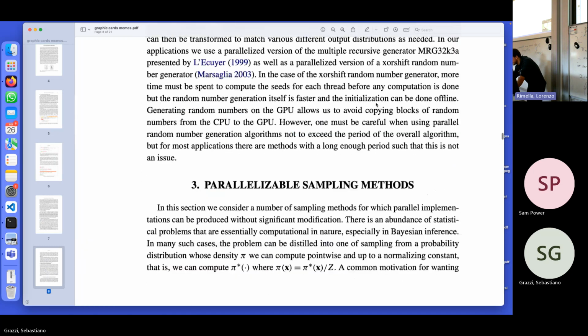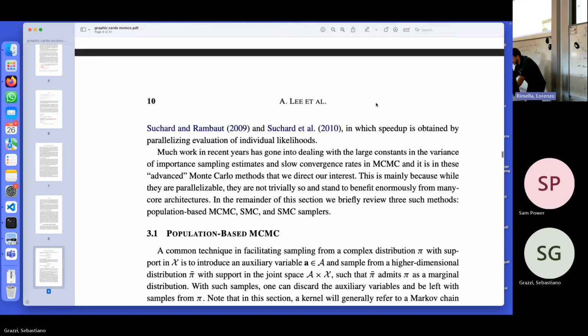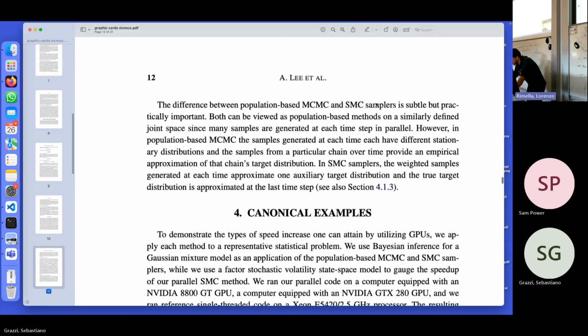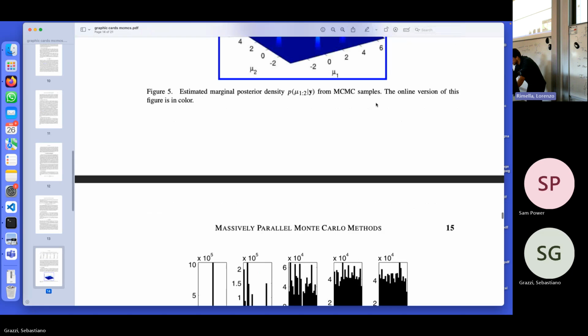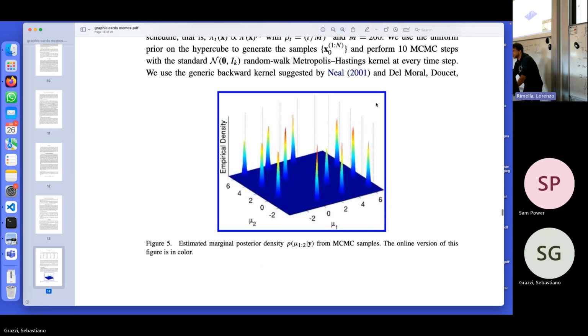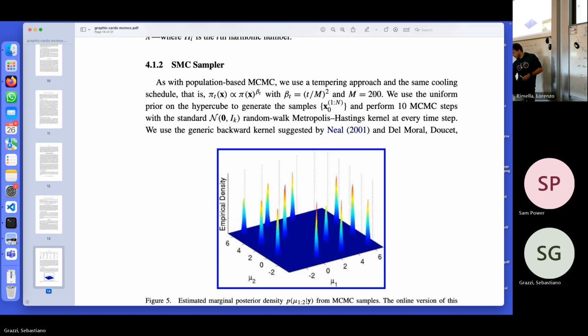What they are taking are artificial examples. I can show you the example they are taking is this one, a huge multimodal target, and they're using m equal to 200. So 200 threads, and they're doing it in the GPU.